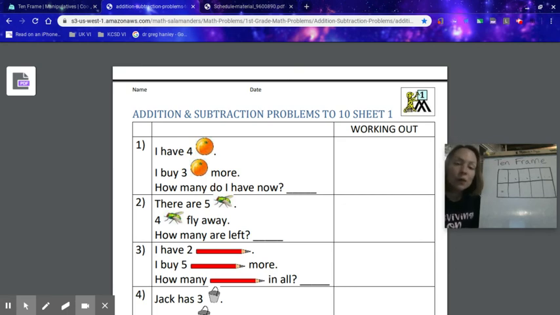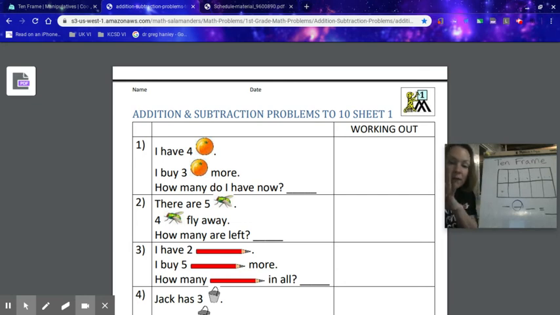All right, so the first word problem says, I have 4 oranges. I buy 3 more. How many do I have now? All right, so there's a couple of important steps. First, I am going to set up my problem. And this will look familiar to our students, okay? So first, we need to find the key numbers of the word problem.